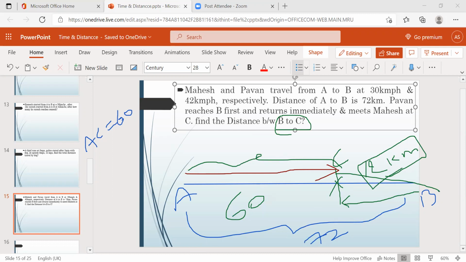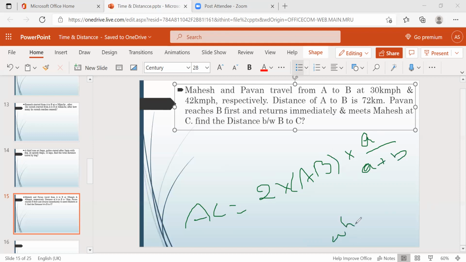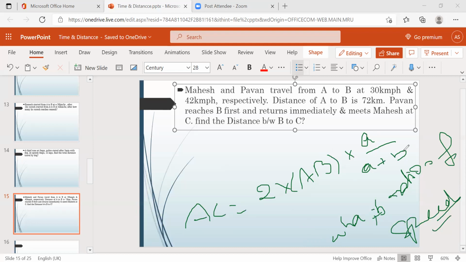If they ask for AC, that is 60. If they ask for BC, it is 12. So understand, one more time I'll give the formula. Just note it down. AC equals 2 into AB into small a by a plus b, where small a and small b are the ratio of the speeds, right? So this is the thing.